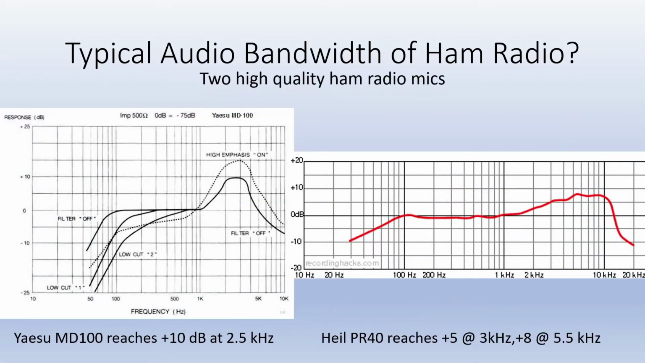Here's some frequency response graphs of two high-quality ham radio mics. On the left is the Yaesu MD100. You can see it starts off life being very flat from 100 to 1 kHz, with a very dramatic rise up to about plus 10 at 2.5 kHz. On the right side, we see the Heil PR40, which once again is flat from 100 Hz to 1 kHz, and has a rise to about plus 5 at 3K.